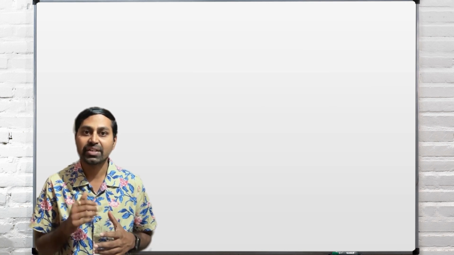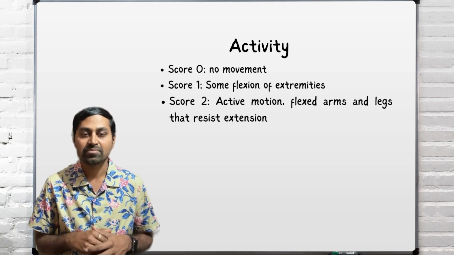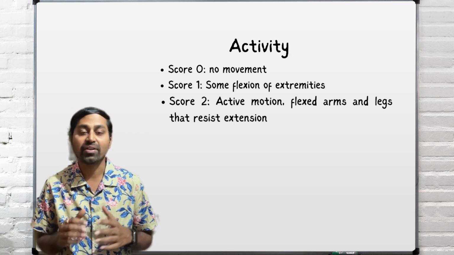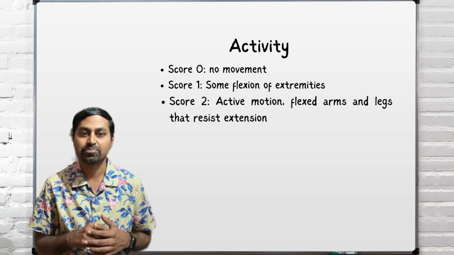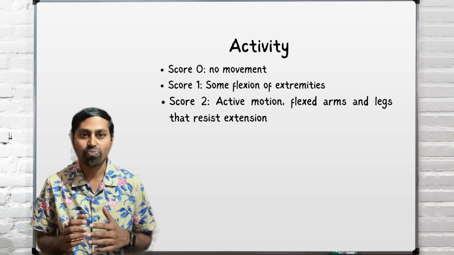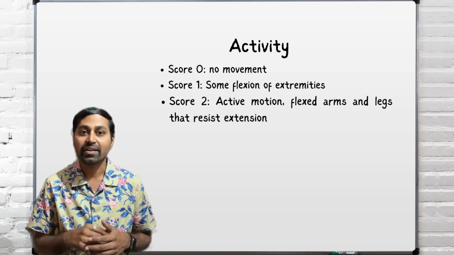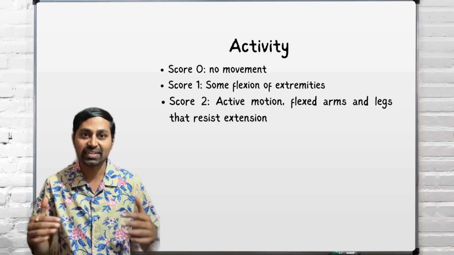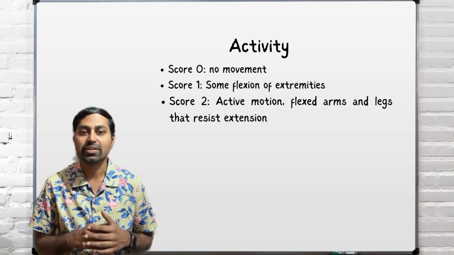Then in activity, we assess the baby's muscle tone. If the baby is limp or there is no movement, then the score is 0. If there is some flexion of the extremities, the score is 1. And if there is active motion, with flexed arms and legs, then the score is 2.